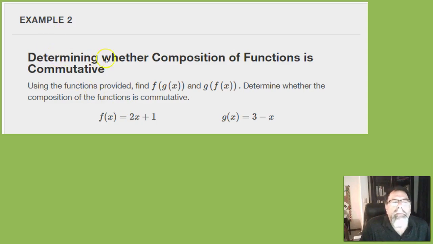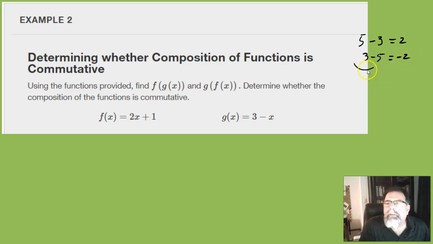Example 2, determining whether composition of functions is commutative. So if you recall, commutative means you could switch the order and get the same outcome. So we know that addition and multiplication are commutative. You can switch the order of those and get the same answer if you're doing it with real numbers. Now, subtraction and division are not commutative. So for instance, if you did 5 minus 3, you get 2, and if you did 3 minus 5, you get negative 2.